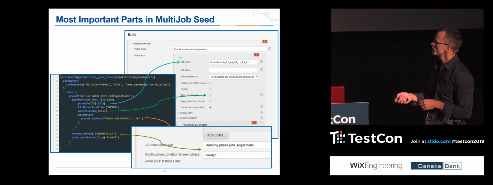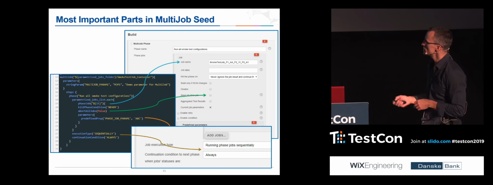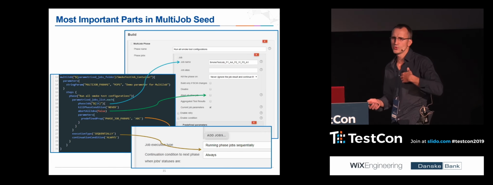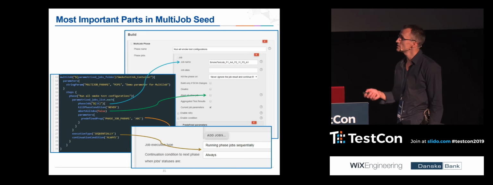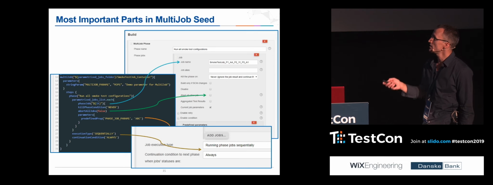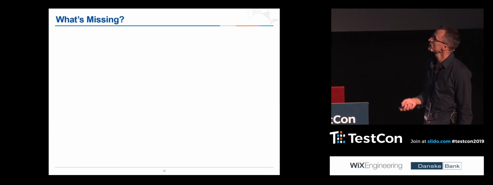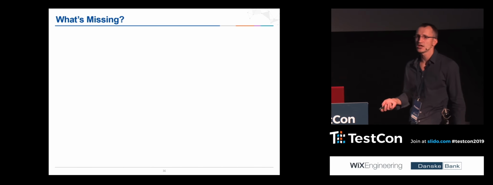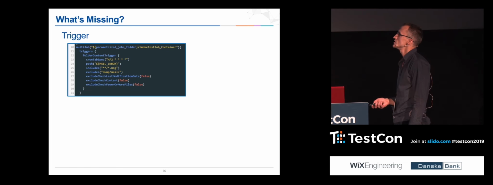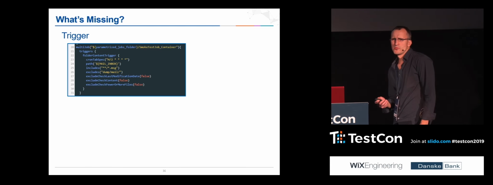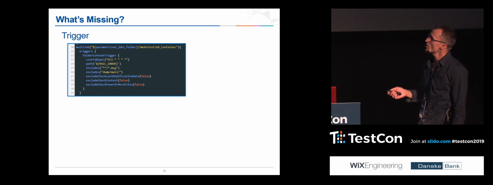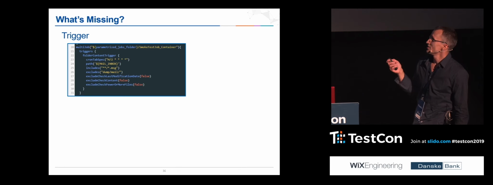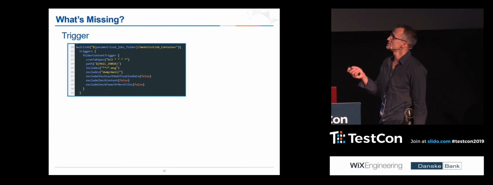You may also say that all those jobs will be executed sequentially, and you will always continue to the next phase. It depends on what you want, right? Basically, you can define any parameter that you need. What's missing in our multi-job? First is a trigger. There are many types of triggers supported in Jenkins, as you know, and they all can be defined in your DSL.